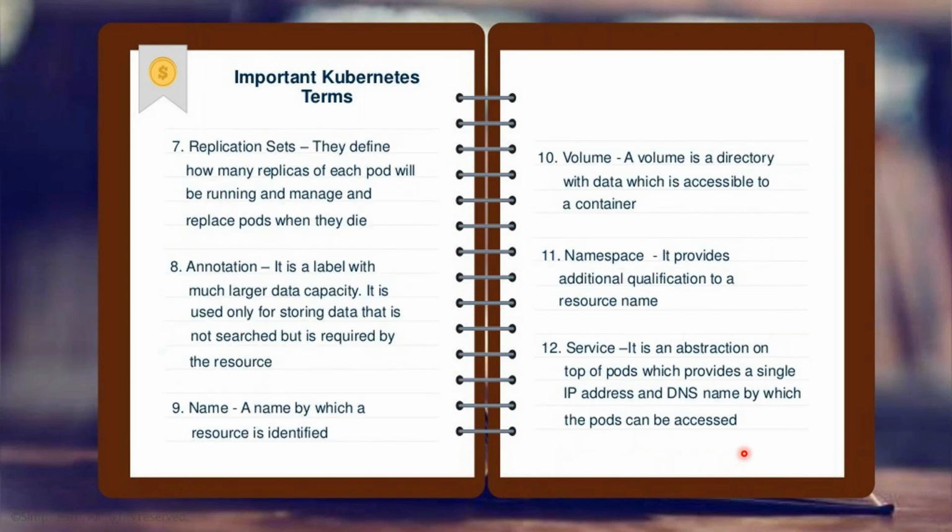Next one, replica sets, annotation, name, volume. A volume is a directory with data which is accessible to a container. So namespaces, services, these are the things. These are very important technologies, important terms available in Kubernetes. When we talk about this, we'll go deep dive. So these are the things available in Kubernetes.